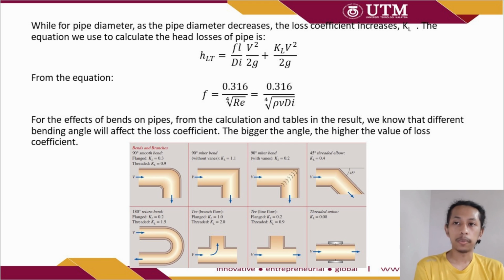For the effects of bends on pipes, from the calculation and tables in the results, we know that as the bending angle increases, the loss coefficient increases. As you can see from the table, the 45 degrees angle has the lowest KL value compared to the 90 degrees bend and 90 degrees angle pipes. So the bigger the angle, the higher the loss coefficient KL.